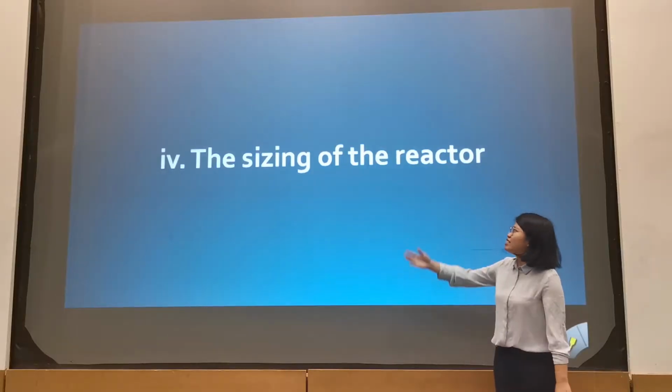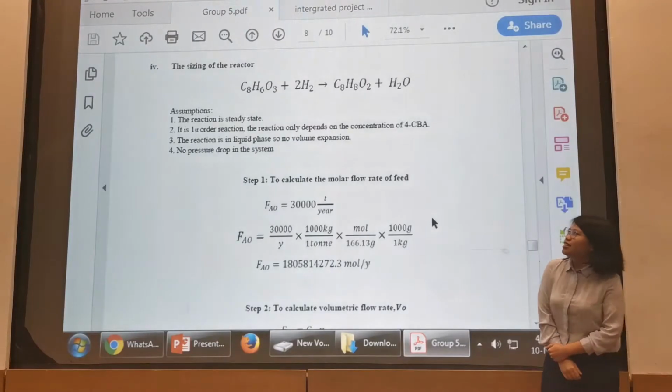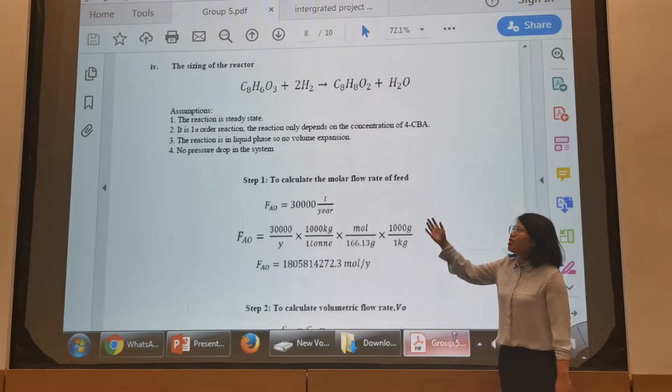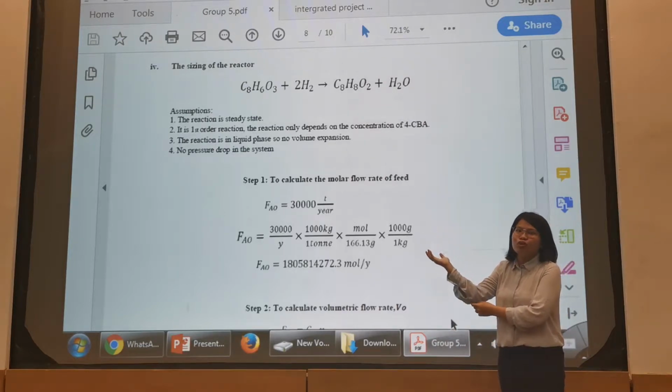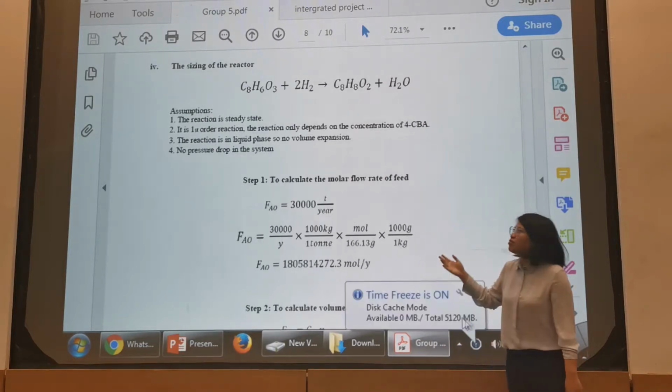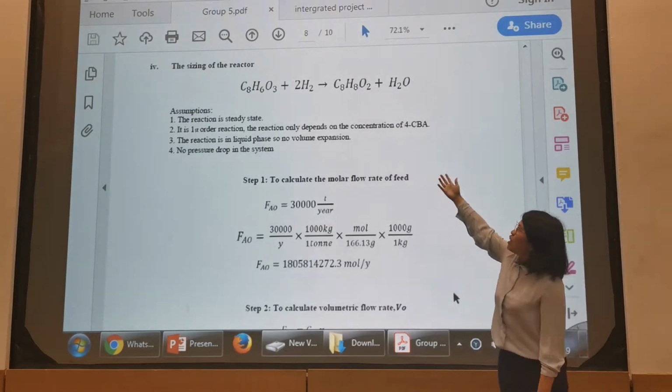Next, I will talk about the sizing of the reactor. This is our calculation for the sizing of the reactor to produce the purified TA. As you can see, this is our equation.